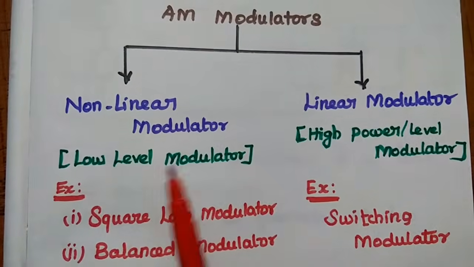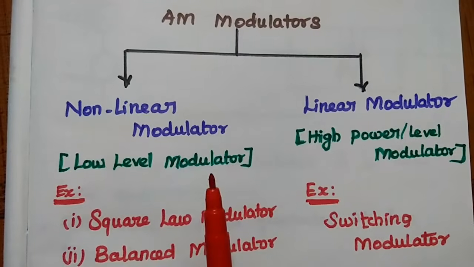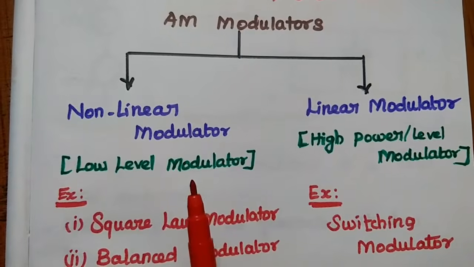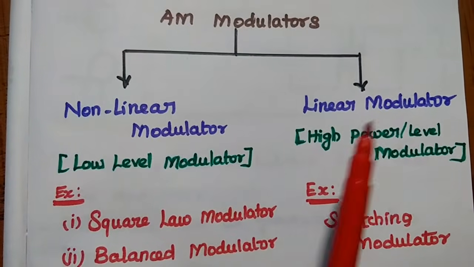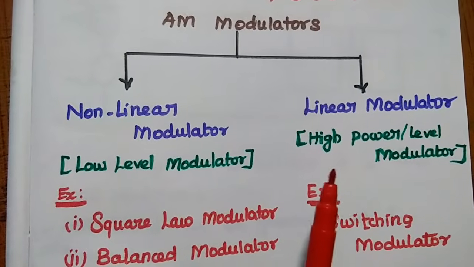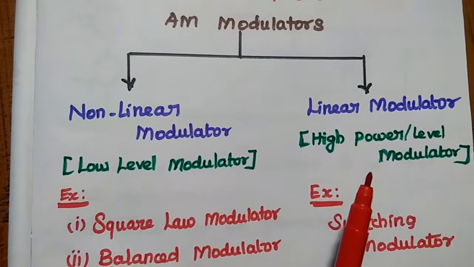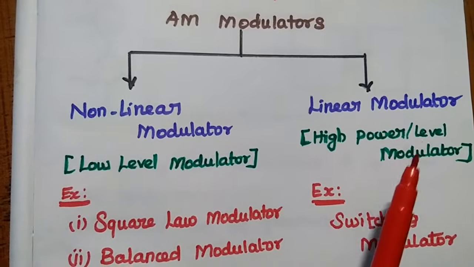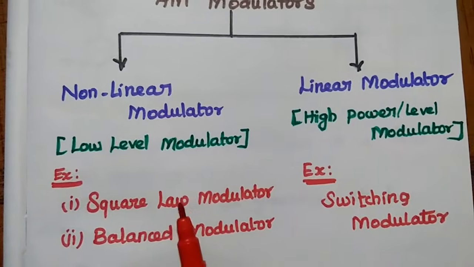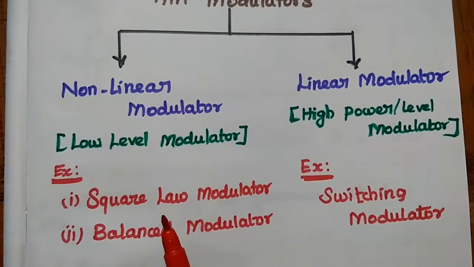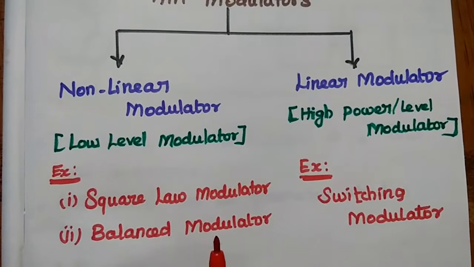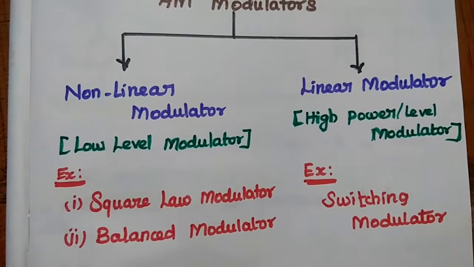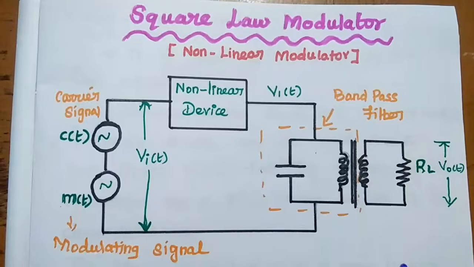Non-linear modulator is also called a low level modulator because the AM wave can be generated at low power level. In linear modulator, the amplitude modulated wave can be generated at higher power level. That's why it's called a high power or high level modulator. Examples for non-linear modulators are square law modulator and balanced modulator. For linear modulator, the example is switching modulator. Let's see one by one in detail.